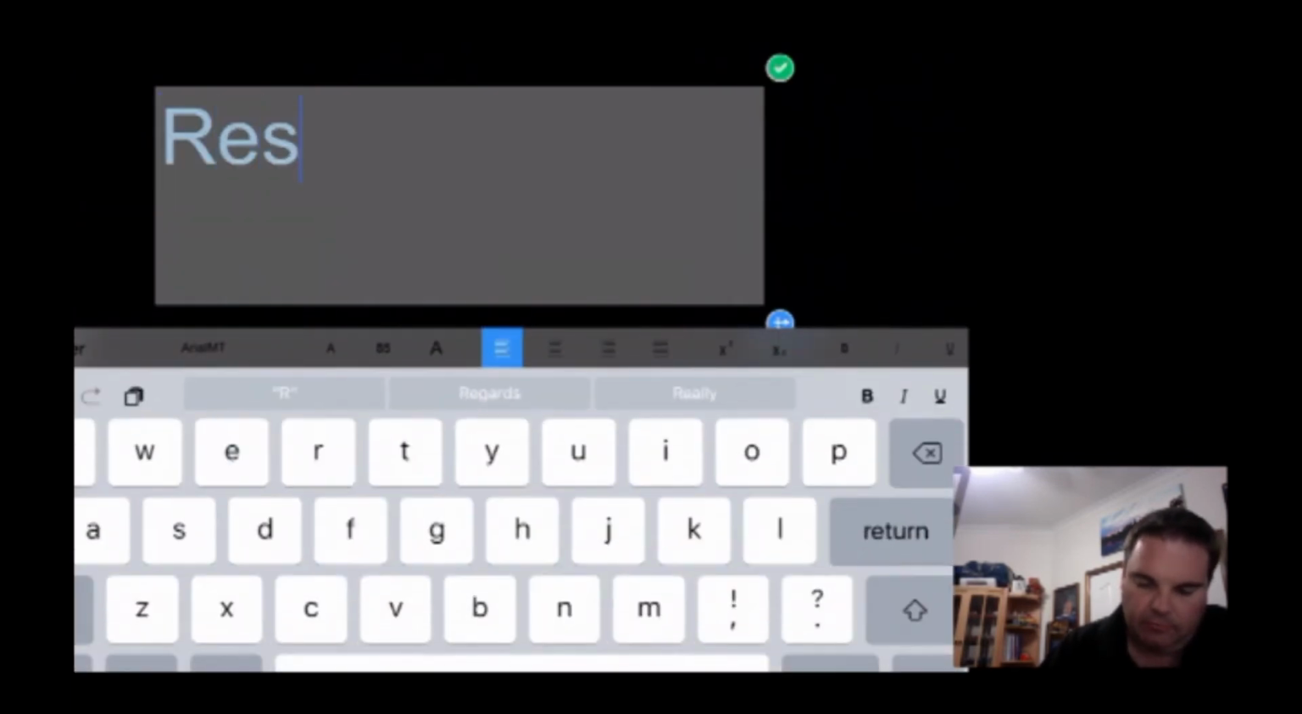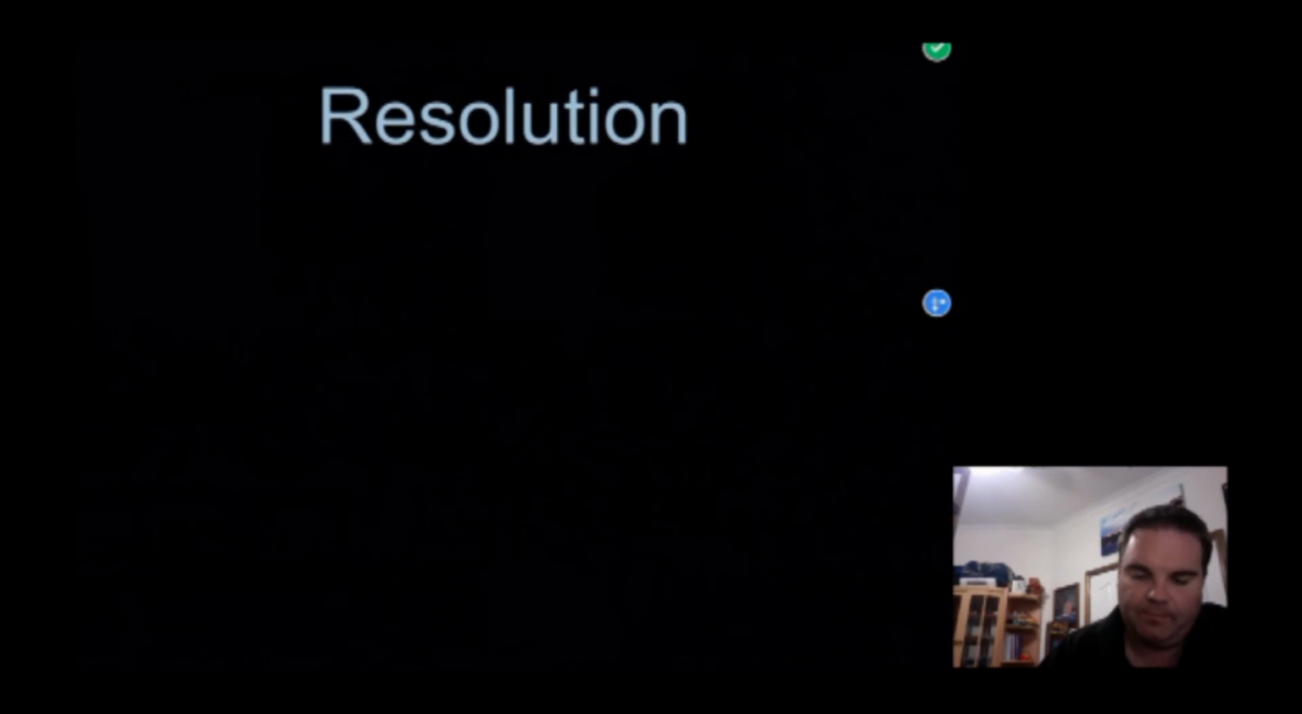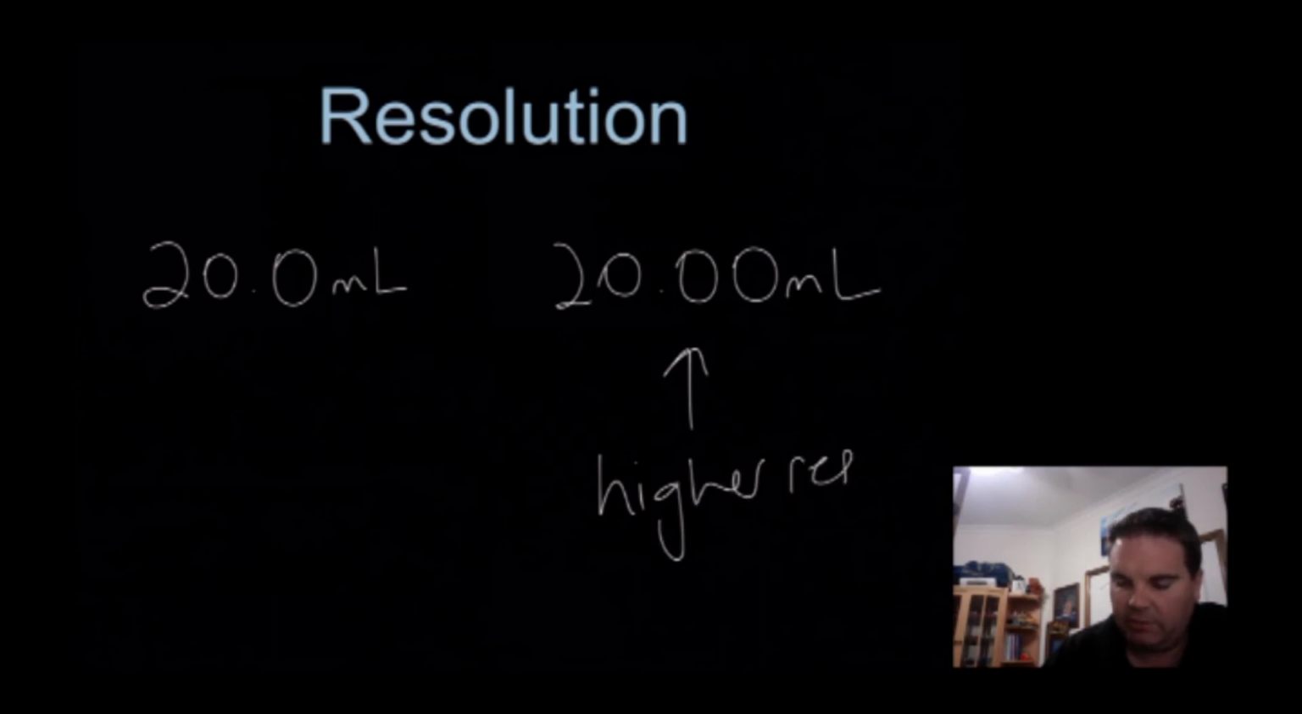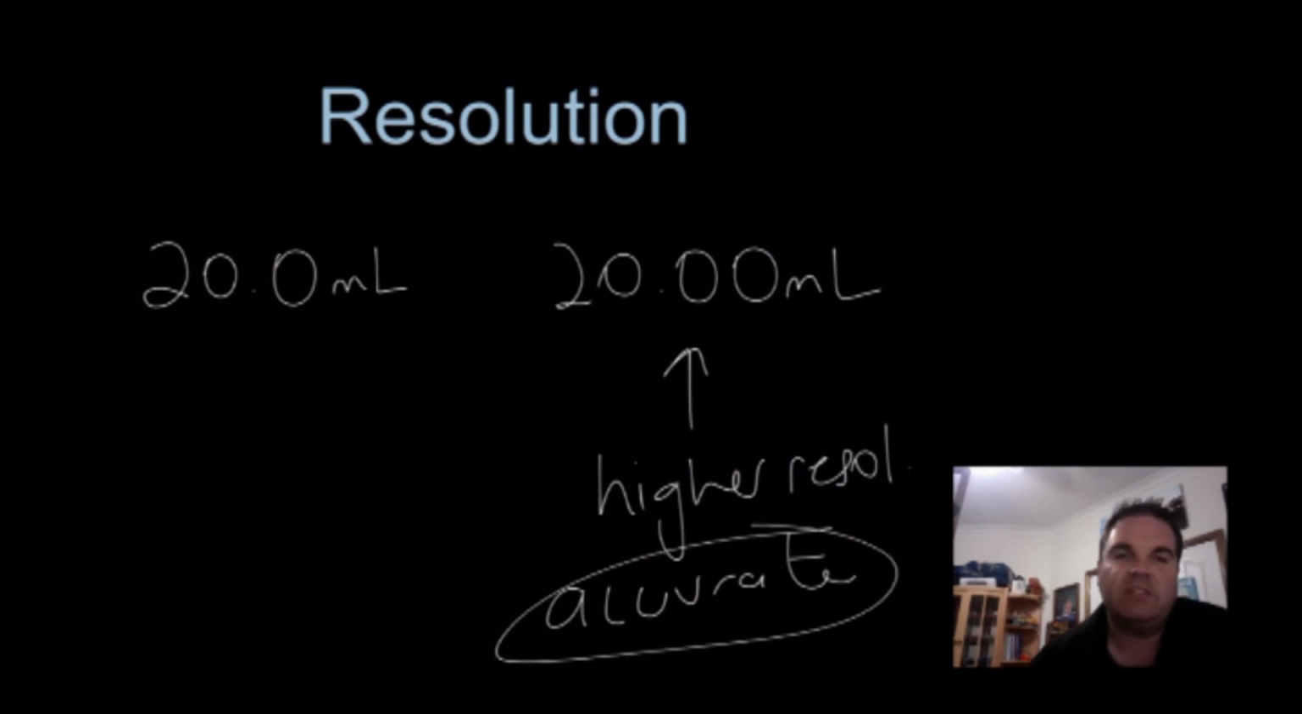The final thing I'm going to talk about is the concept of resolution. Resolution is a little bit different. Resolution relates to how many decimal places you go to, really. So if you've got 2 pipettes and one of them is 20.0 millilitres and another pipette is 20.00 millilitres, this one here has a higher resolution. Something with a higher resolution generally allows you to be more accurate. Sometimes in the exam they might ask you to talk about which student has the higher resolution. In this case it comes down to number of decimal places. That higher resolution allows you to be more accurate in your calculations as well.